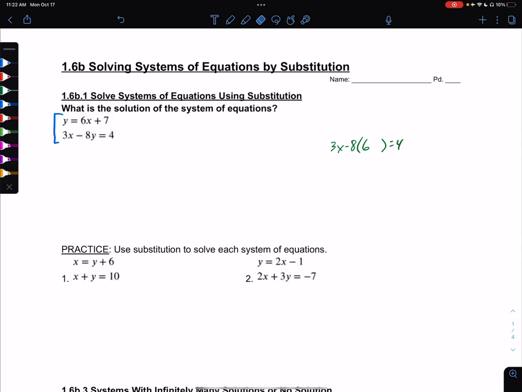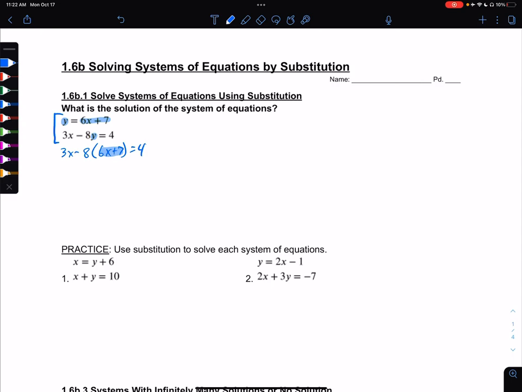So let's get rid of this. And what we're going to look at is here, y is equal to 6x plus 7. So anywhere there's a y, we're going to substitute. So I'm going to take 3x minus 8 times 6x plus 7 and set that equal to 4. So this here is being substituted. And now we have an equation with only the variable x.